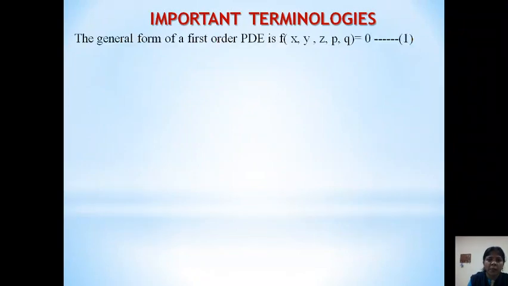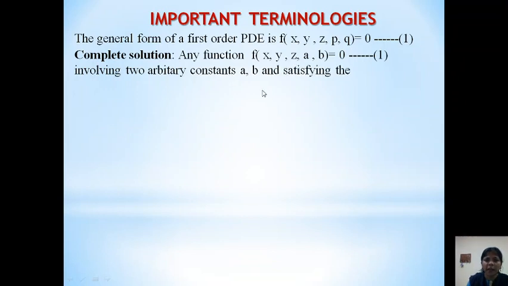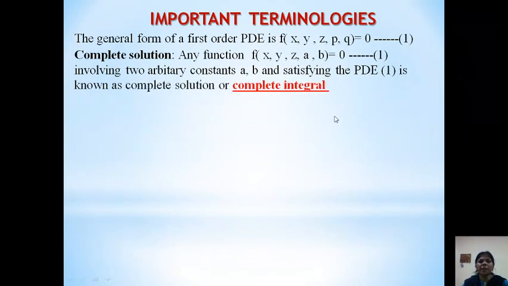Let us have some important terminologies. This is our standard form of first order partial differential equation. What is meant by complete solution? Any function f(x, y, z, a, b) = 0 involving two arbitrary constants a and b, and which satisfies the differential equation 1, is called the complete solution or a complete integral or a primitive of the partial differential equation.